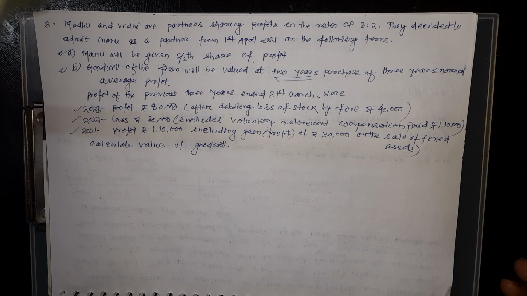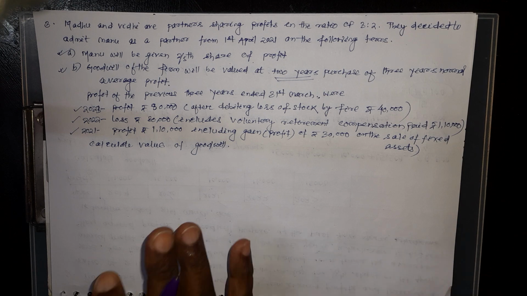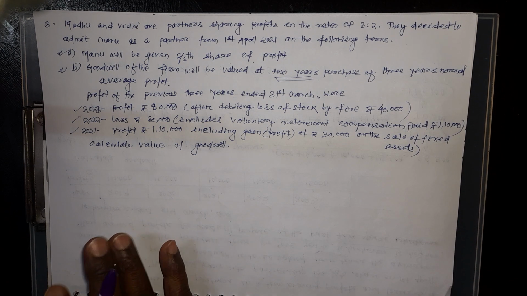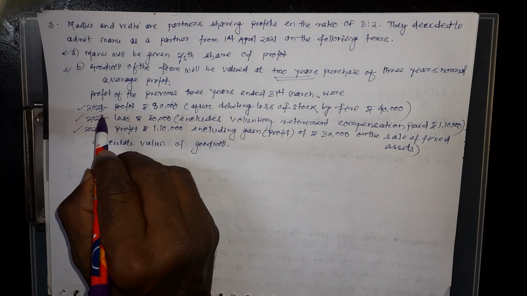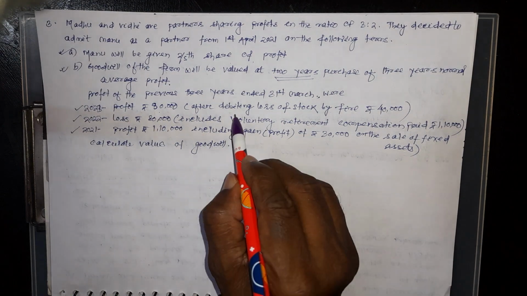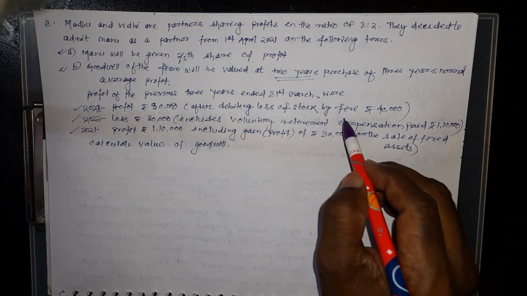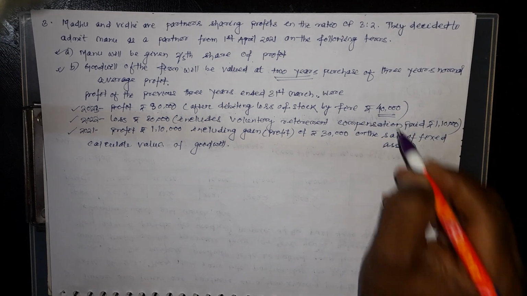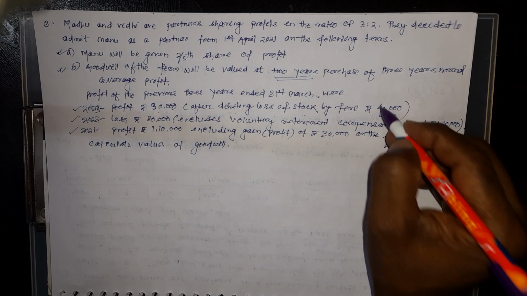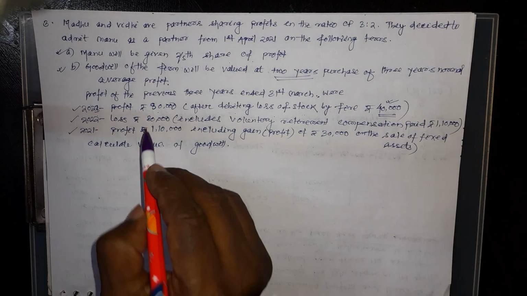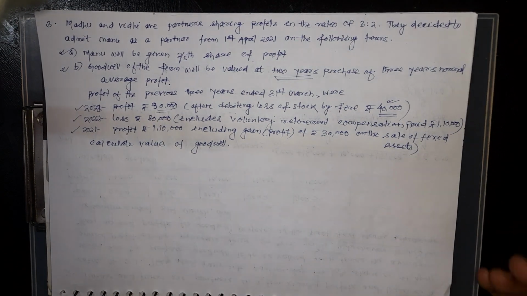Clear? So what is abnormal profit and abnormal loss? Let me explain. Abnormal means it is not related to the business or the firm, the profit or loss not related to the common activities of the firm. That is known as abnormal profit or abnormal loss. So here it is written, profit for 2023 is given as 30,000 after debiting loss of stock by fire 40,000. That is abnormal loss. Due to the loss by fire of 40,000, profit now is 30,000.